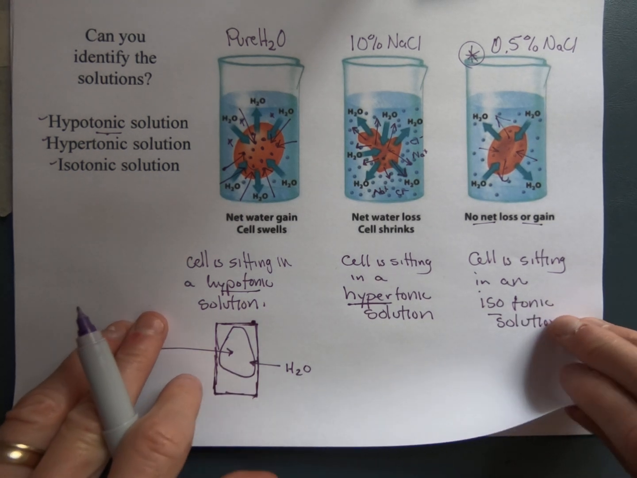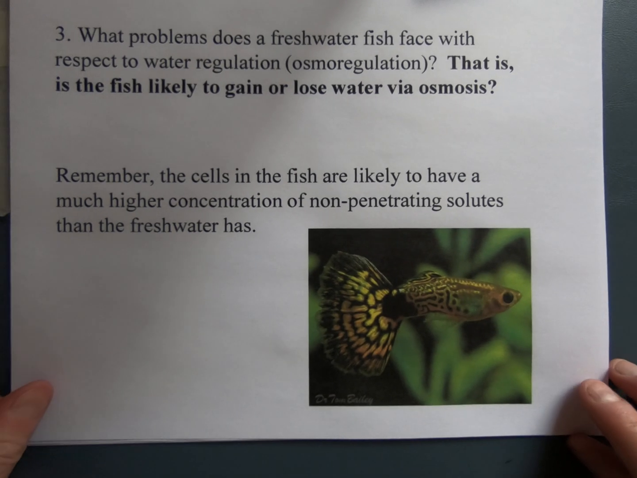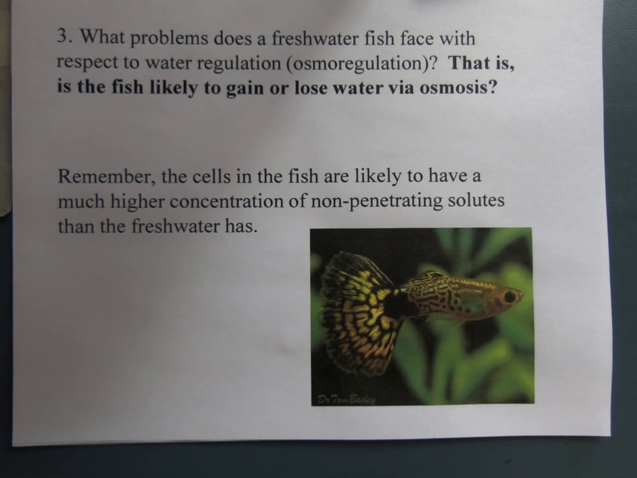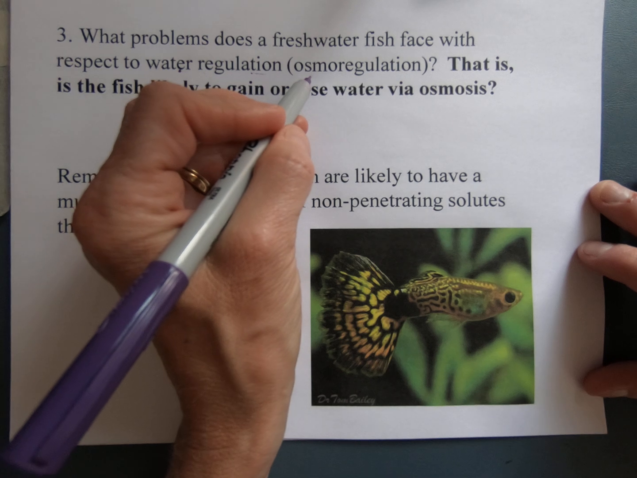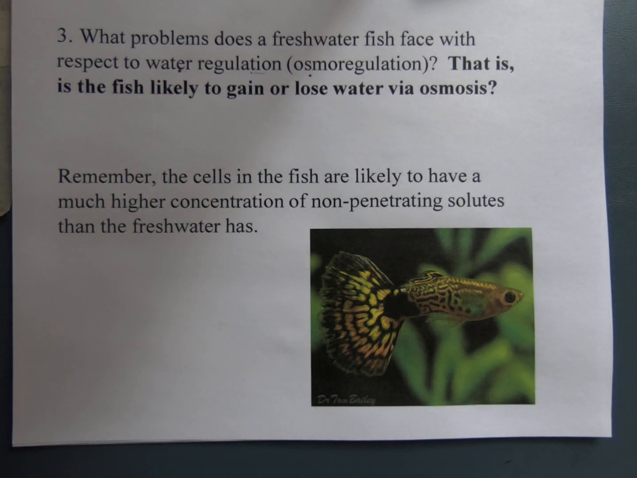Okay, what's next? Question number 3. This is just kind of a fun question. What problems does a freshwater fish face with respect to water regulation? We sometimes call that osmoregulation. Is a fish in freshwater likely to gain or lose water by osmosis?